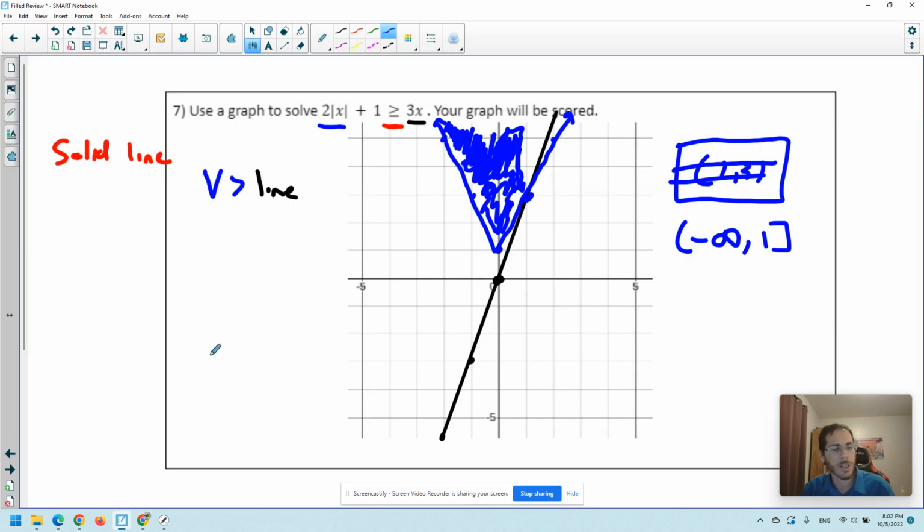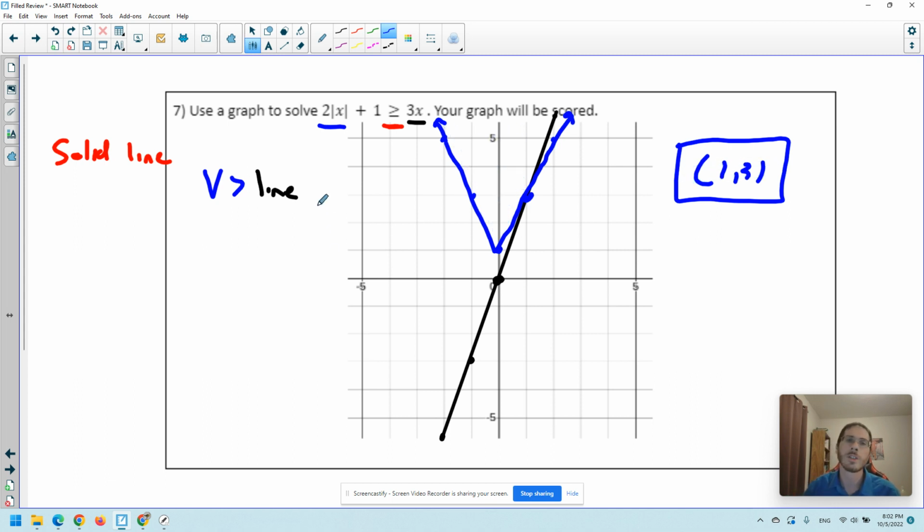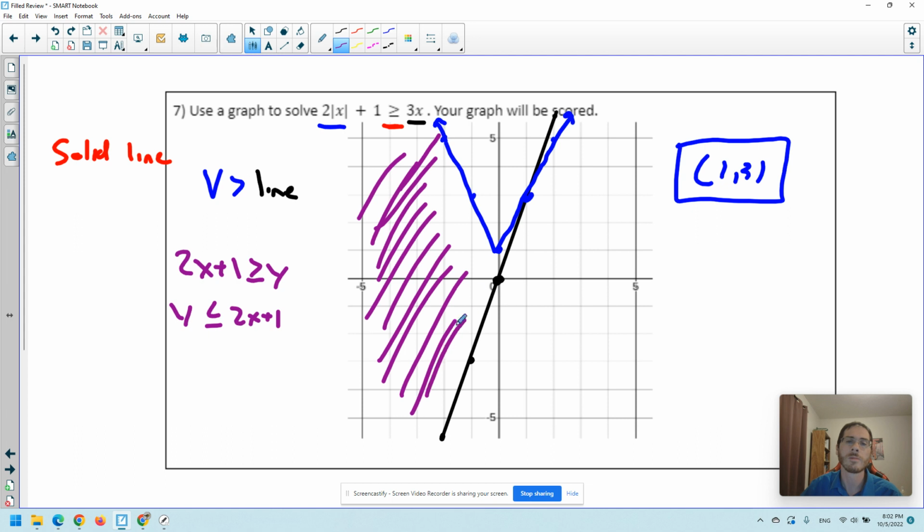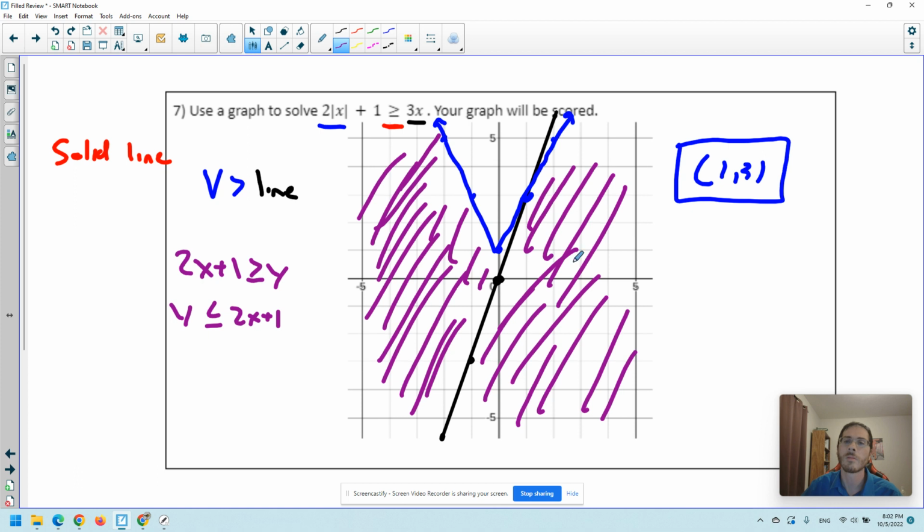So if we want, I can change that to make it look a little bit nicer. And match. Because again, we want this to be greater than or equal to y. So if we were to flip it, y is less than or equal to 2x plus 1. So we would shade down. And then for our line, we would say y is greater than or equal to 3x. So here we would shade up.